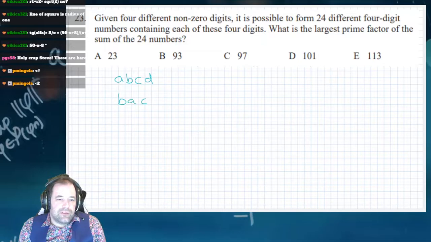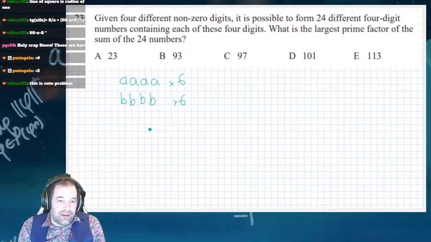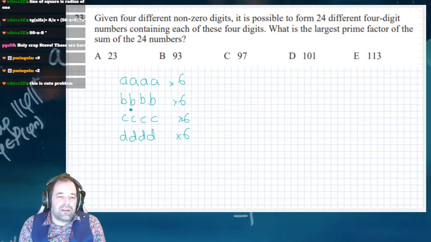B, A, C, D, C, for example, if I'm studying those two together, that is exactly the same as saying AACC plus BBDD. And I can take that a step further. I can just say that A will appear in the thousands column and the hundreds column and the tens column and the units column 6 times, B, B, B, B, 6 times, C, C, C, C, 6 times, D, D, D, D, 6 times. And so you're adding up 6A plus 6B plus 6C plus 6D.